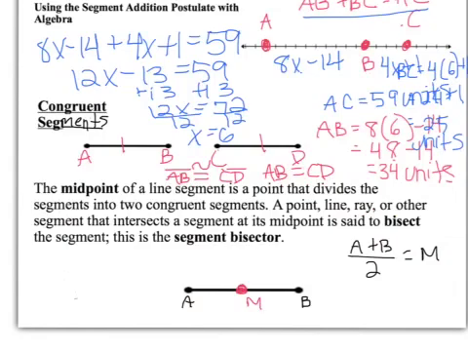Any line, ray, or any other segment that goes through M, so let's say we have ray MR, is said to now be the segment bisector. This ray bisects the segment AB because it goes to its midpoint.